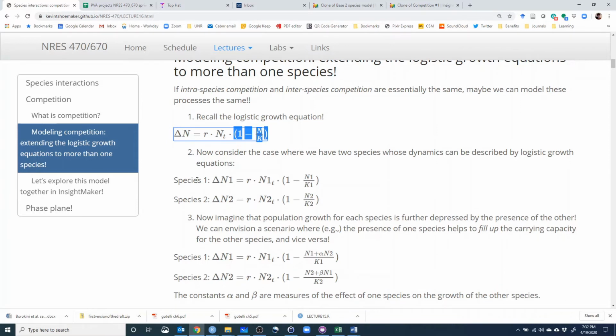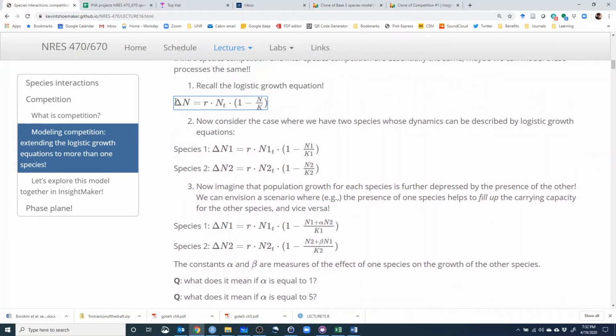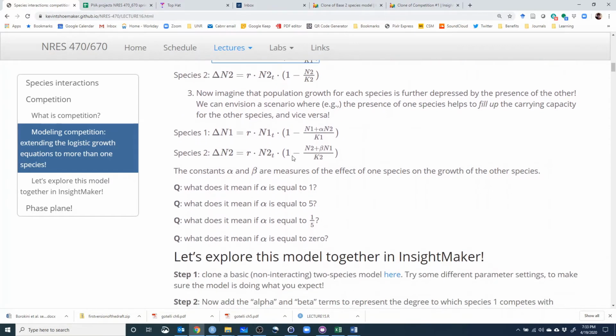Now let's look at a case where we have two species whose dynamics are described by logistic growth, basic logistic growth. So this is just the same equation as up here, but now with two different species. So we have species 1 and species 2, both growing with a logistic growth model where they have carrying capacities that may be different, K1 and K2, and the growth rate could be different too. So we could subset this R1 and R2, but basically we have two different logistically growing populations.